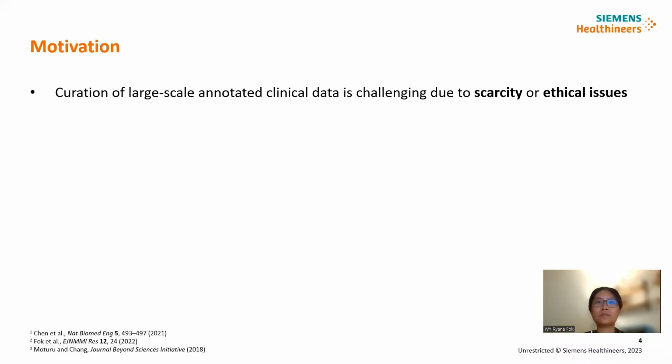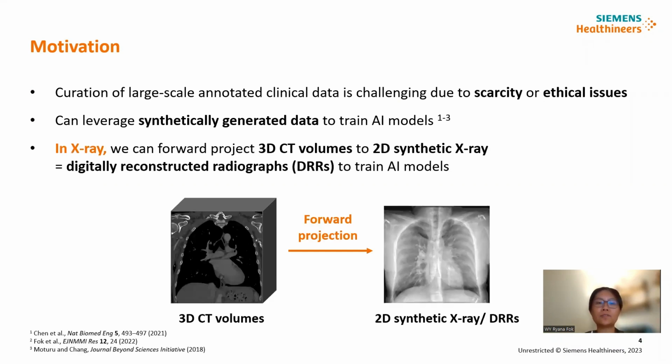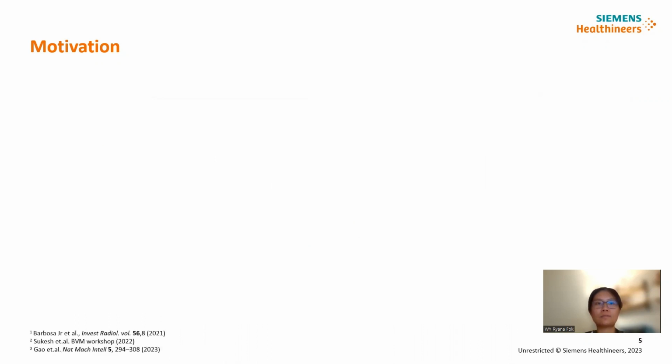For deep learning training, we know that curation of large-scale annotated clinical data is challenging due to scarcity or ethical issues. Previous studies leveraged synthetically generated data to train AI models, ranging from image data to text or natural language data. In X-ray, we can forward project 3D CT volumes to 2D synthetic X-ray, which are also called digitally reconstructed radiographs, to train AI models. In the next slides, I will give you some downstream examples.